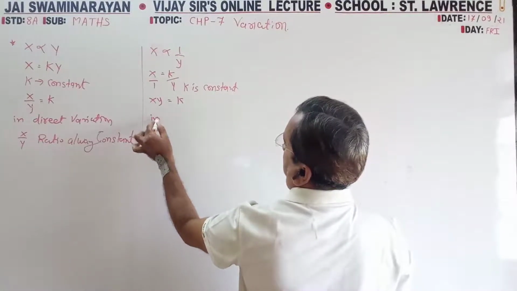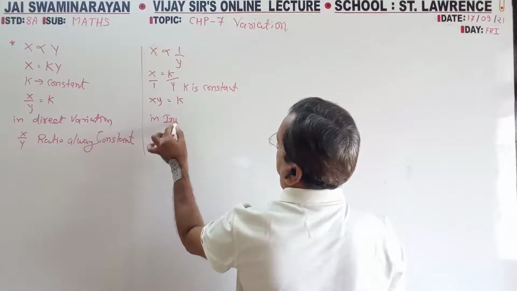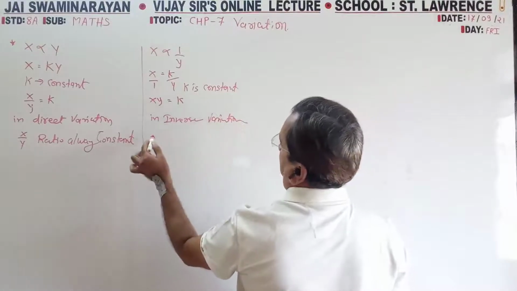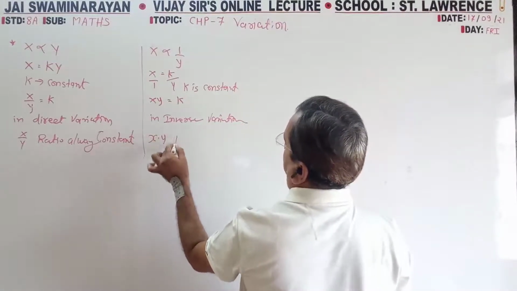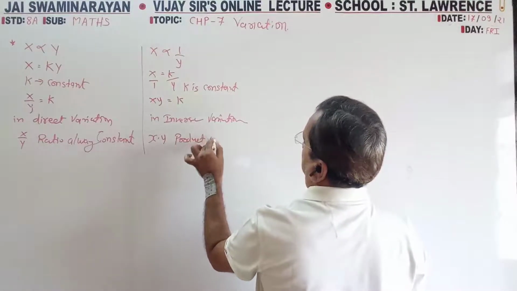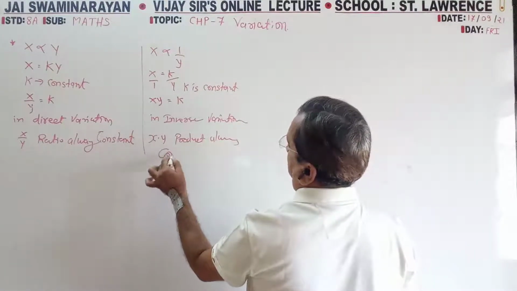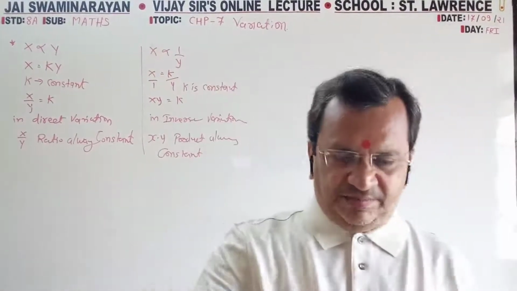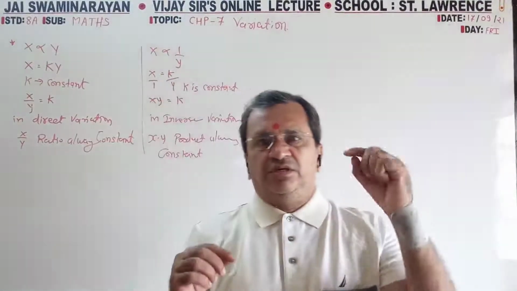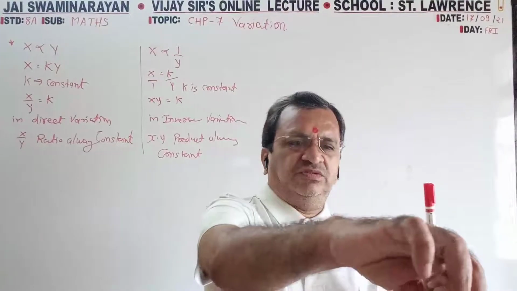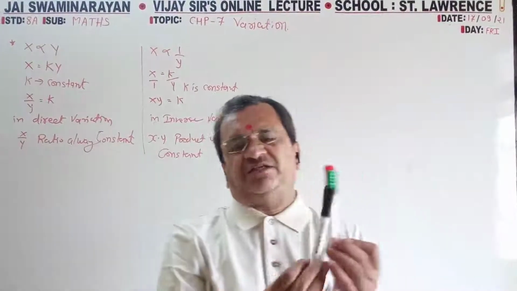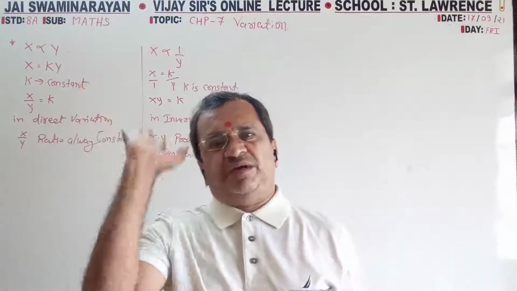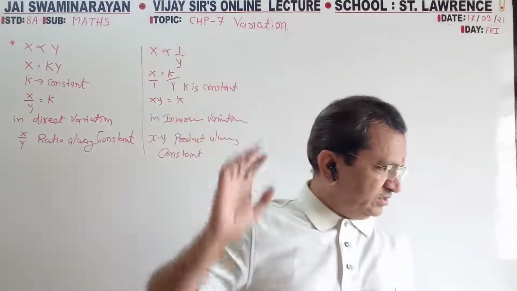So in inverse variation, the xy product is always constant. See the difference. Again I will give one example. If you purchase one pen for 10 rupees, 2 pens 20 rupees, 3 pens 30 rupees. As the number of pens increases, the total cost increases. So one increases, another increases.